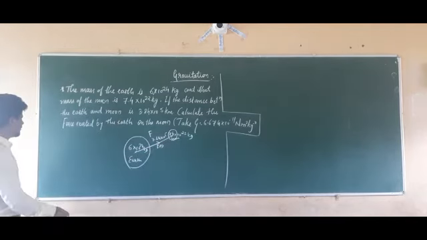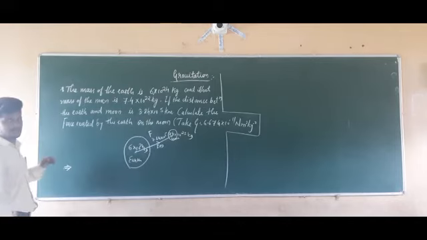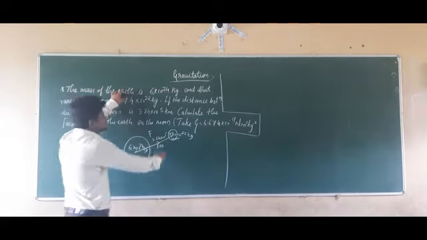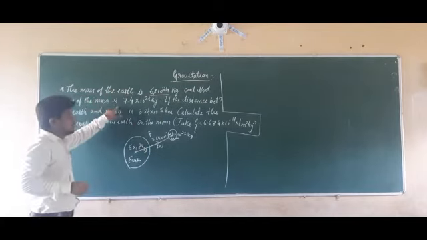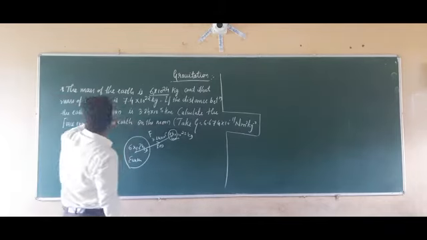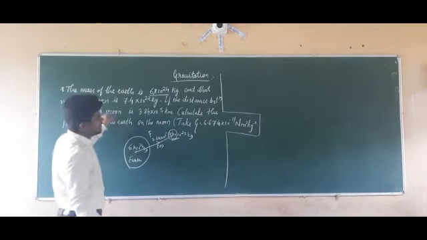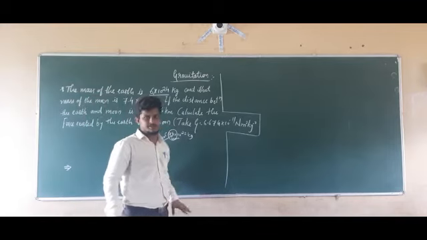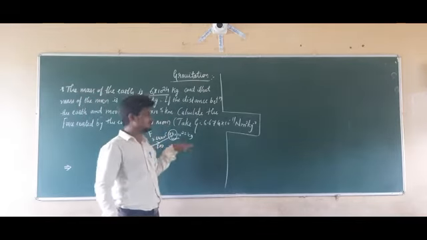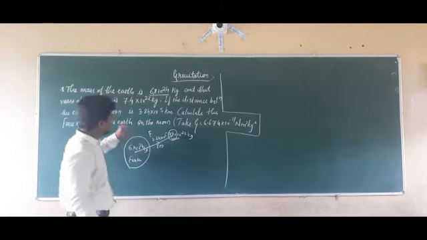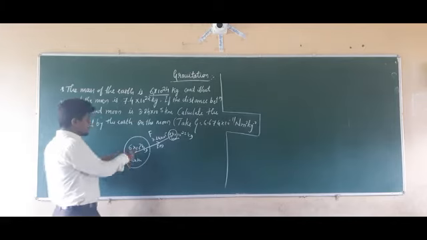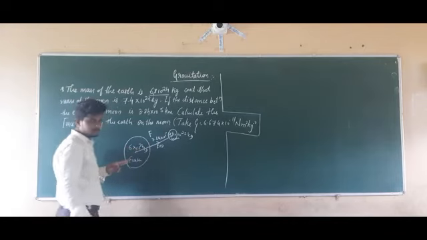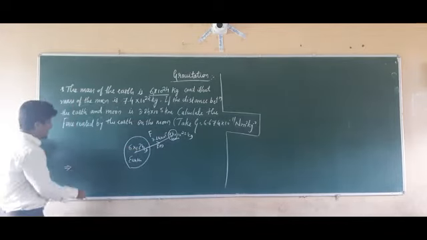For that reason, what do we have to write here? We have to write the given data first. They are given the mass of the Earth, the mass of the Moon, and the distance between the Earth and the Moon. They are also given the universal gravitation constant, that is nothing but G. By using those values, we are going to find the force exerted by the Earth on the Moon. So first write down the given data.